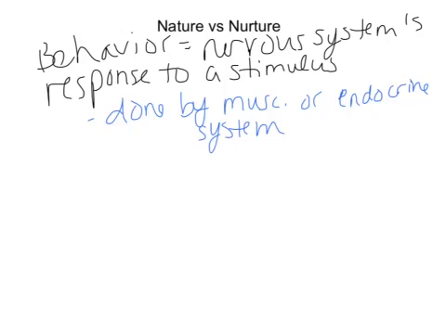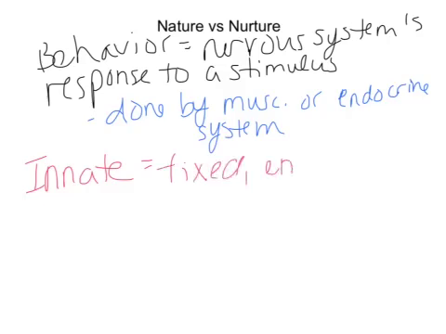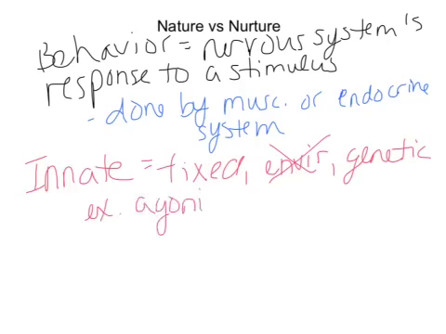We also have, like I mentioned, what are called innate behaviors. So an innate behavior is one that is fixed. It doesn't matter about the environment. So environment does not have an influence on this. This would not be a learned behavior. It has a very strong genetic component. For example, this would be the agonistic behavior, that innate behavior to defend your territory, your nesting site against an invading organism.